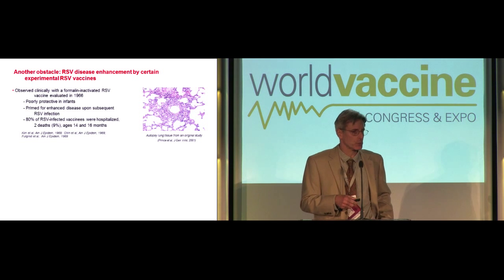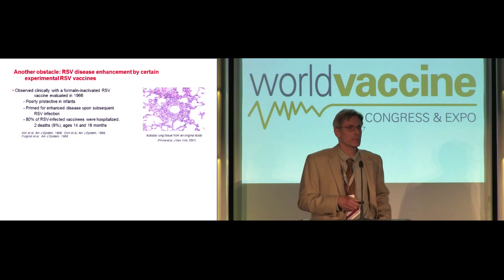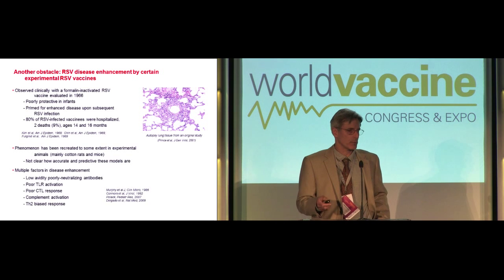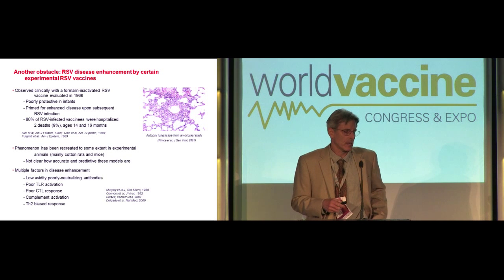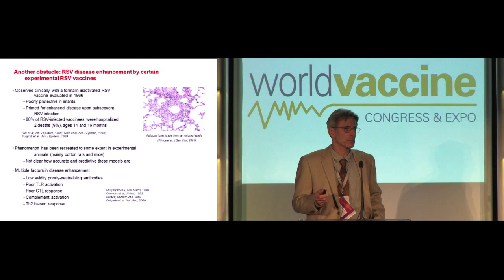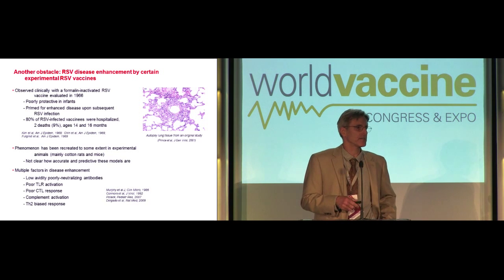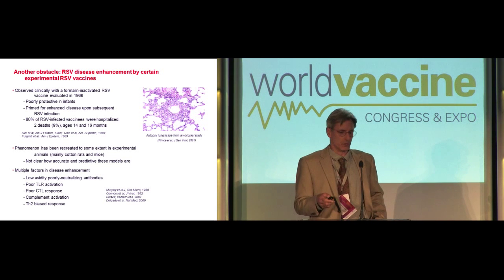And in addition, when those individuals were infected, they suffered enhanced disease, so that in the youngest age group, 80% of the vaccinees were hospitalized, and 1 in 10 died of RSV disease. This phenomenon has been reproduced to some extent in experimental animals, but it's not clear how reliable those models are. And a number of factors appear to be involved. So poor antibody responses, poorly functional antibodies, poor TLR activation, poor CTL responses, complement activation, tissue damage, and a Th2 biased response. So it's a complex phenomenon, and it basically is thought to involve antigen presentation issues.